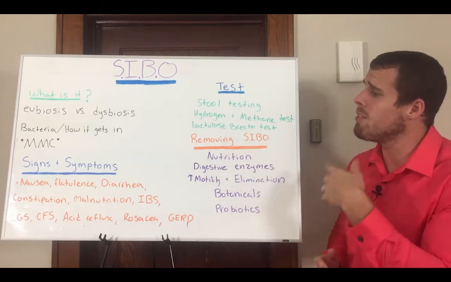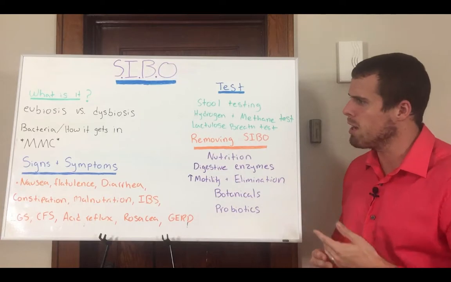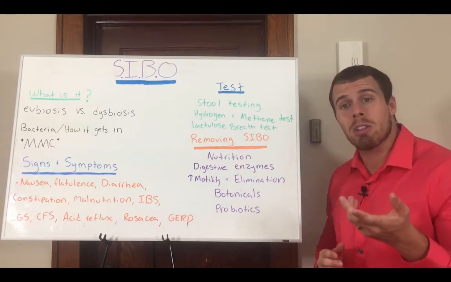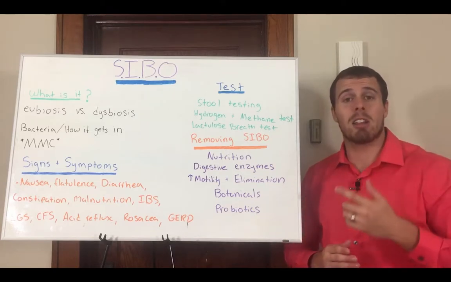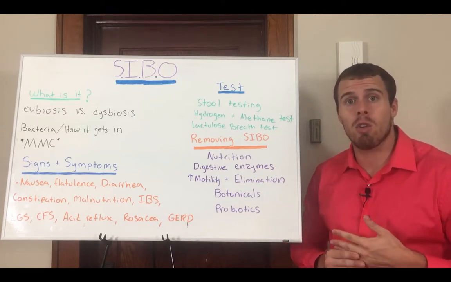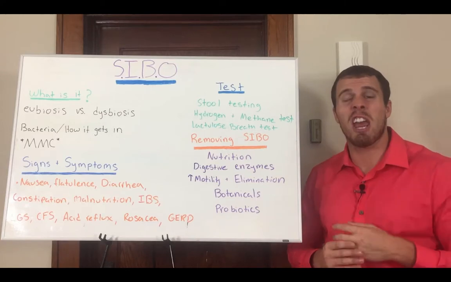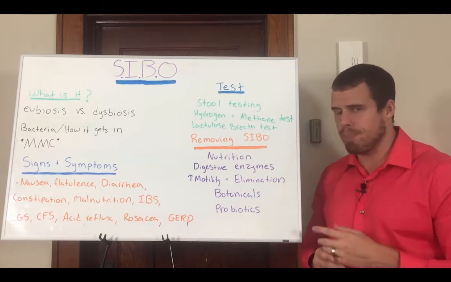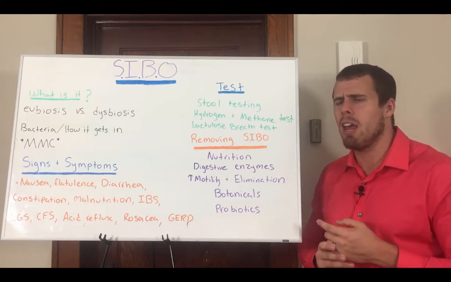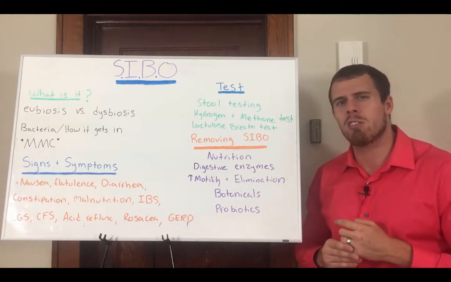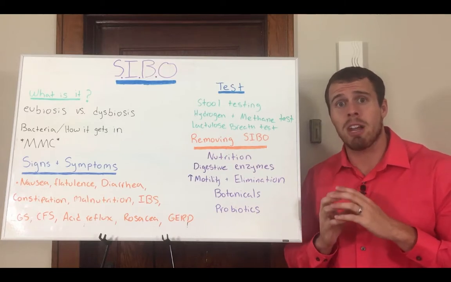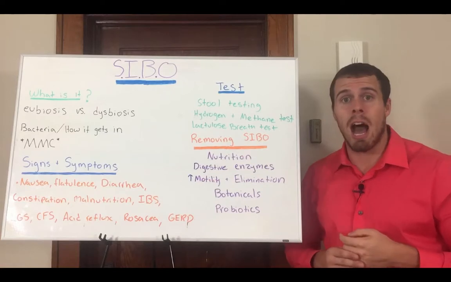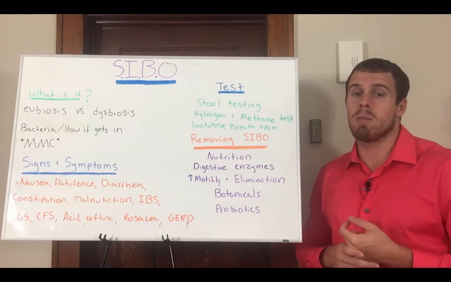So typically we're going to have nausea, we'll have flatulence, diarrhea, we'll have constipation, malnutrition, irritable bowel syndrome, leaky gut syndrome, chronic fatigue syndrome, we'll have rosacea, GERD, acid reflux. These are all signs and symptoms that can contribute to SIBO. And a cool fact that I found is that the World Journal of Gastroenterology came out and found a direct correlation that SIBO directly causes IBS, which I thought was pretty cool to know.